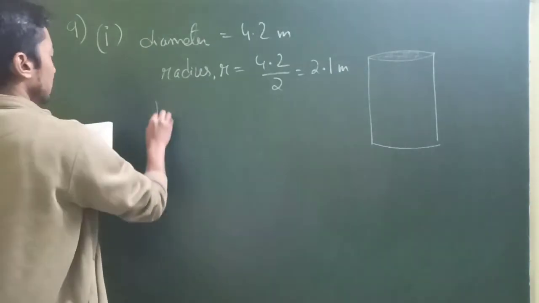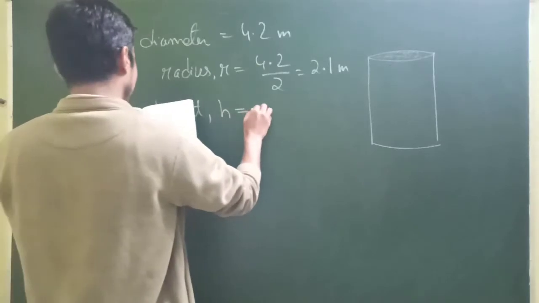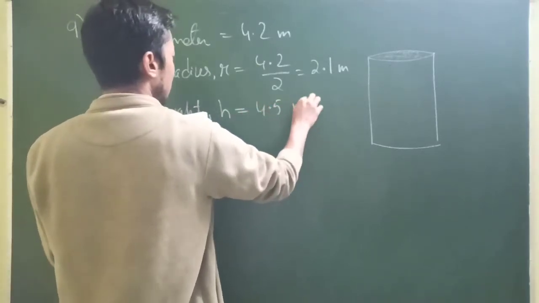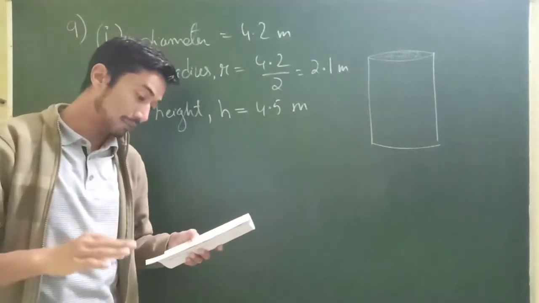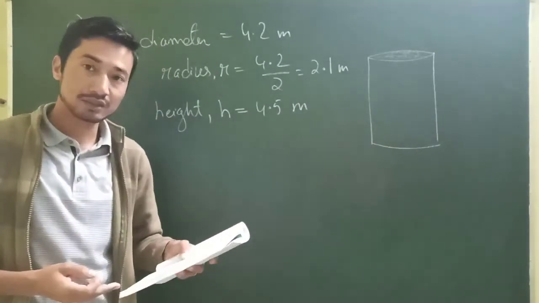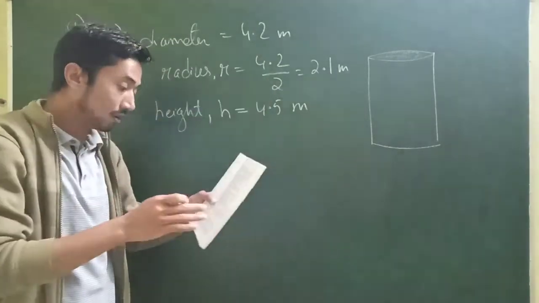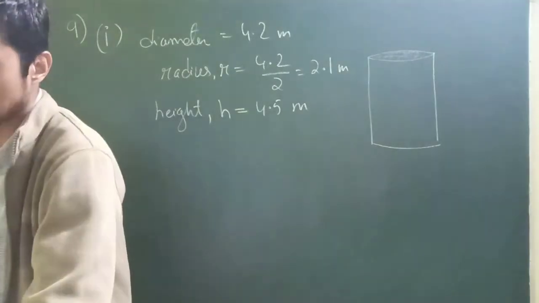And height h would be 4.5 meter. Again, I repeat, even though it is mentioned that it's a closed cylindrical petrol storage tank, it's very clear in the question, find the lateral or curved surface area. So I think there's no doubt about that particular question.